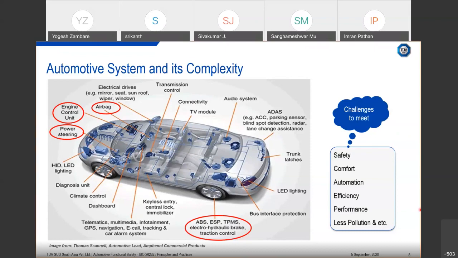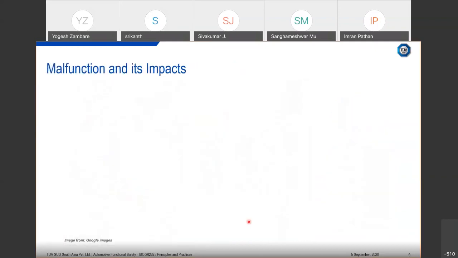Today's automotive is a highly electronics-intensive system, and it takes around 40 to 50% of the overall cost of the vehicle. So when we add more and more automation, we need to ensure safety as a high priority, which brings more and more complexity in the automotive systems. Hence, we must avoid or minimize the malfunction of the electronic system so that we can avoid accidents. We'll try to understand these malfunctions and their possible impacts.